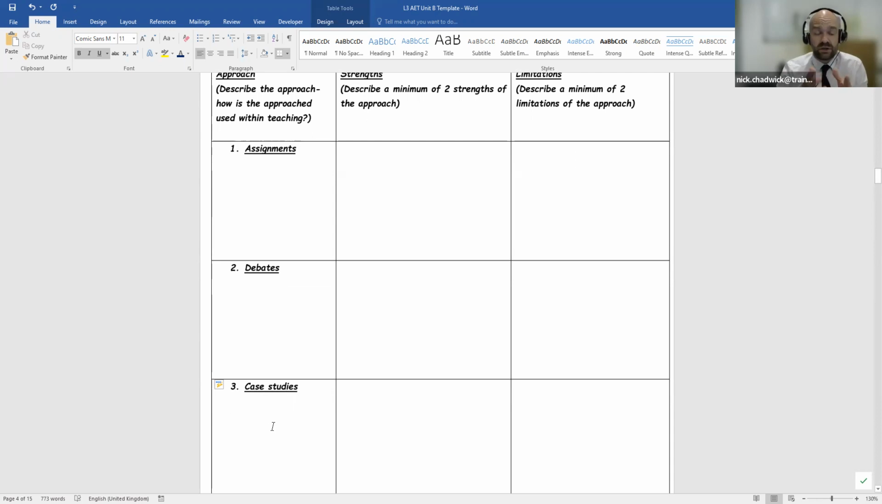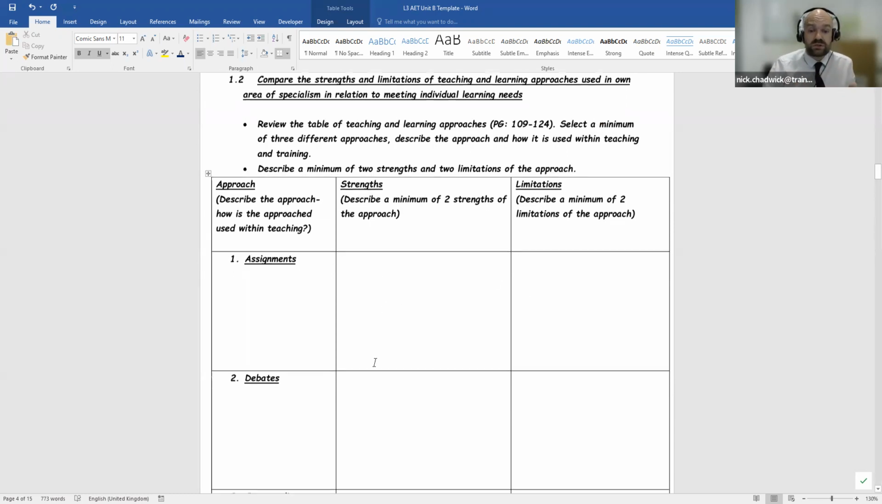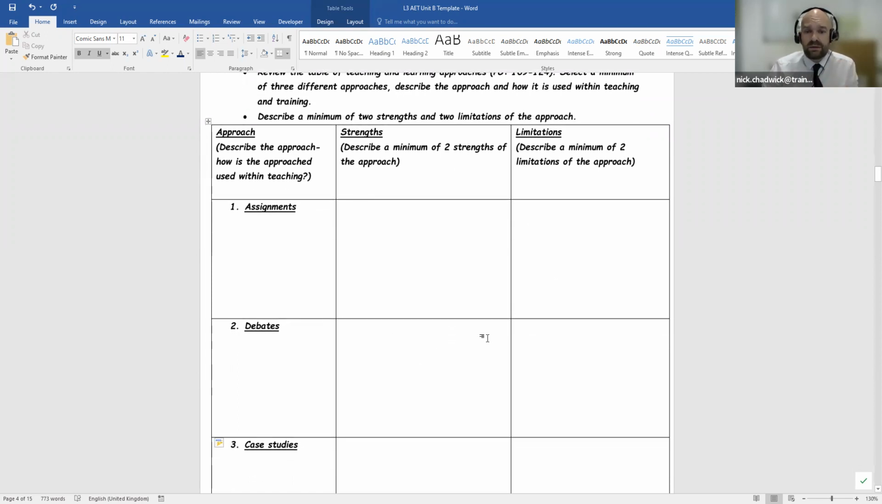what they are, perhaps how they're used within teaching and training. And also we would like for you to talk about the strengths and also limitations or considerations when using each one. So it could be the strengths of assignments, debates, case studies. So please do explain. Do avoid bullet points here. Would like for you to describe two strengths and also two limitations or considerations when using that approach within your teaching. Okay, so just remember any three approaches there.